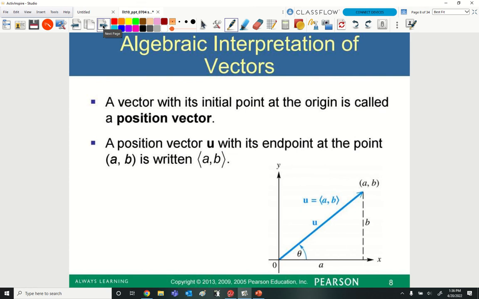All right. So a vector with its initial position at the origin is called a position vector. A position vector u with its endpoint at the point (a, b) is written as <a, b>. Now, this is vector notation, it is not parentheses. Okay? So that is key. I know you guys are all making sure you highlight that because that one's going to change everything. There is a point (a, b) using parentheses, but vector means I'm starting at the origin and going to this point out here.